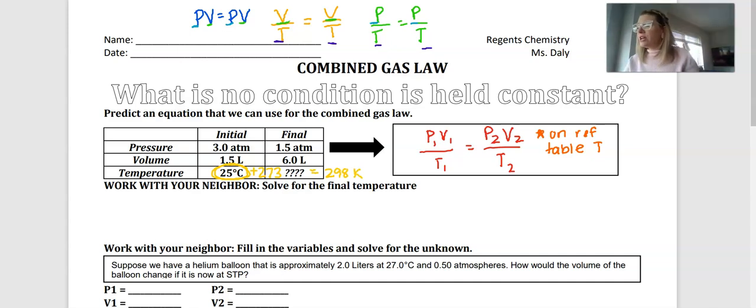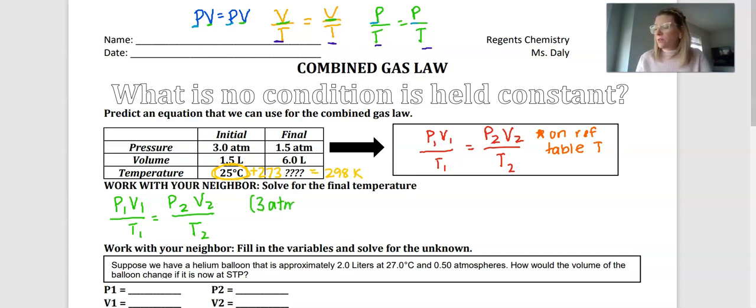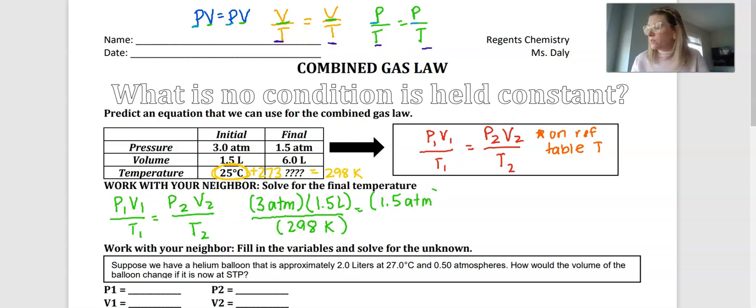Now that we have this information, let's plug all of that into our equation. So P1V1 over T1 equals P2V2 over T2. We have an initial pressure of 3 atmospheres, an initial volume of 1.5 liters, and an initial temperature of 298 Kelvin. And we are looking to solve for our final temperature. So let's plug in all of our final conditions. We have 1.5 atmospheres, we have 6 liters, and we have X Kelvin as our answer.